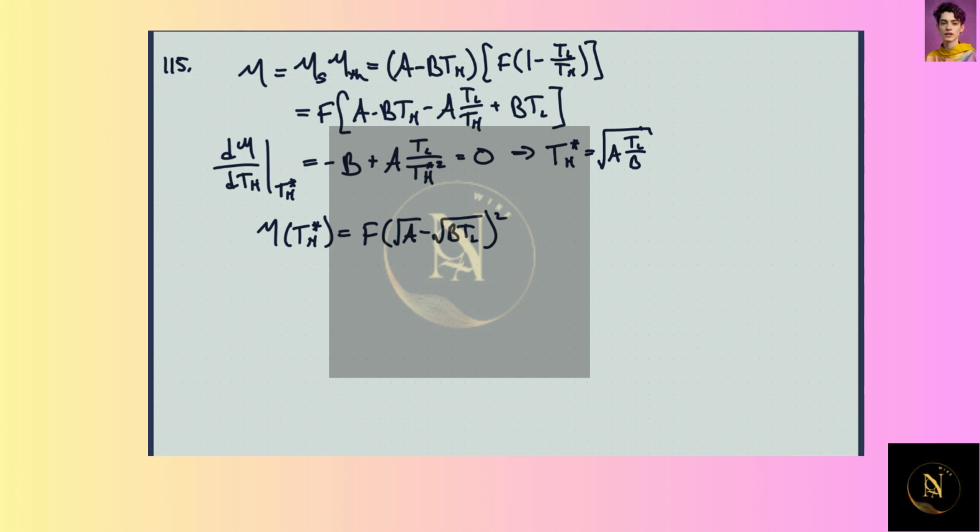But B is not going to be 0. B is also not going to be negative. If it were negative, then we'd have some weird stuff going on, because we'd have an imaginary temperature, and that would make very, very little sense. So here's what we get for the peak efficiency.